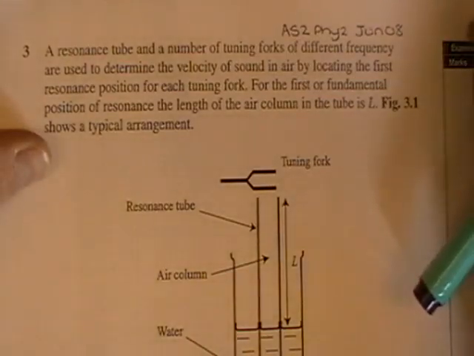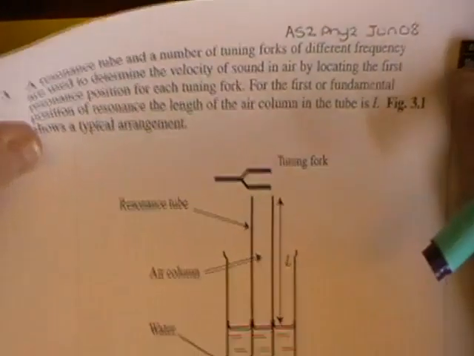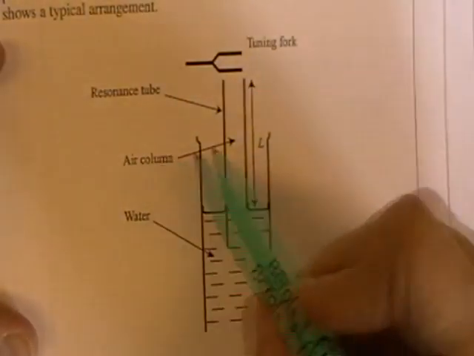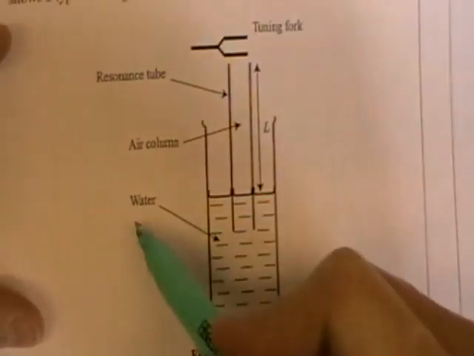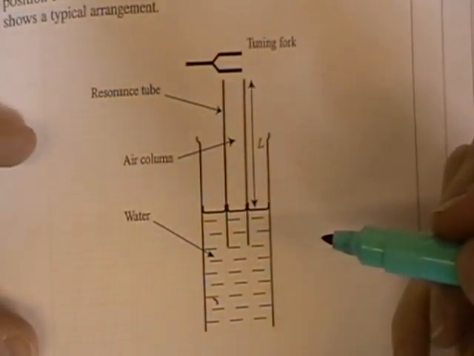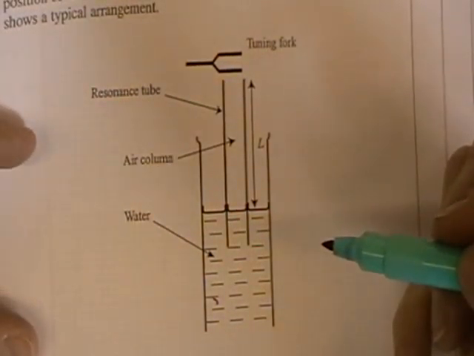So this is exactly the same as the last question, and this is really how you should label this: tuning fork, resonance tube, air column, water, and then the length of the tube. On figure 3.1, mark the positions of the node and the antinode in the air column.